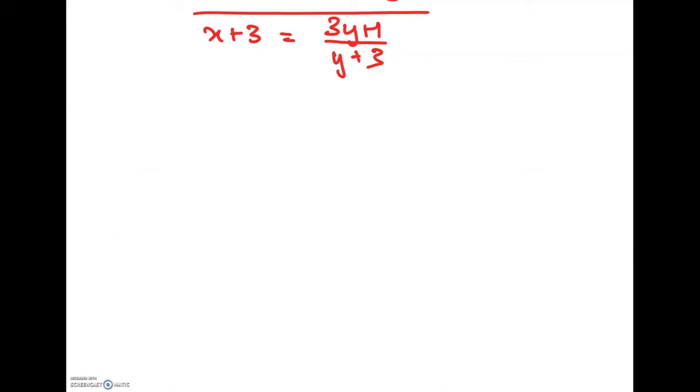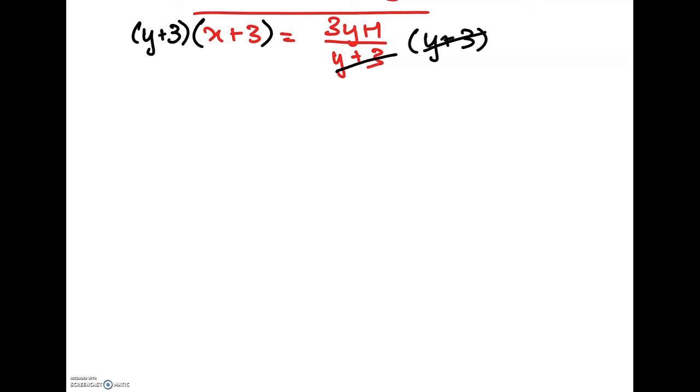As in the previous example, we're going to multiply both sides by the denominator. So we want to get rid of this denominator, so we're going to multiply both sides by that denominator. So let's multiply by y plus 3 on both sides. As you can see, we're going to multiply this whole term with this. So we're going to want to put brackets around the x plus 3. It'll cancel on the right-hand side.